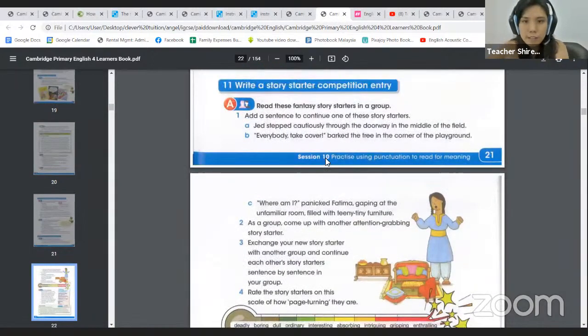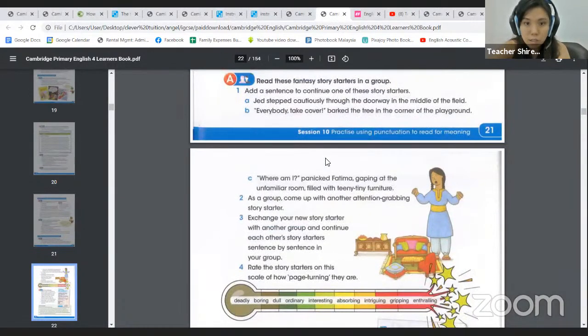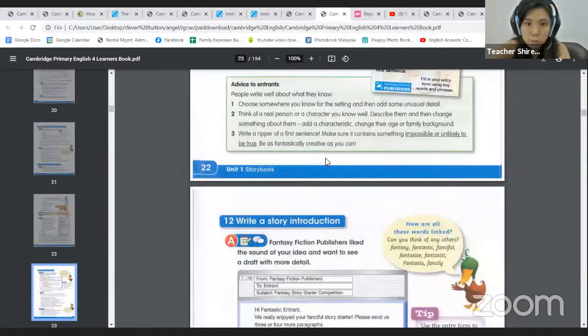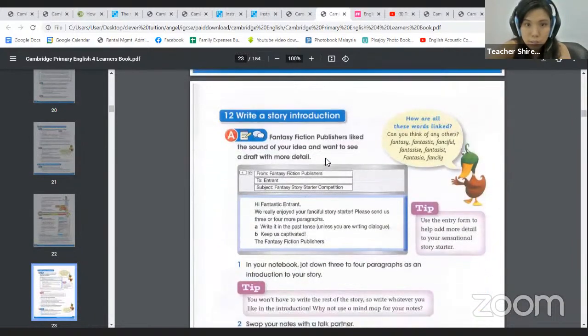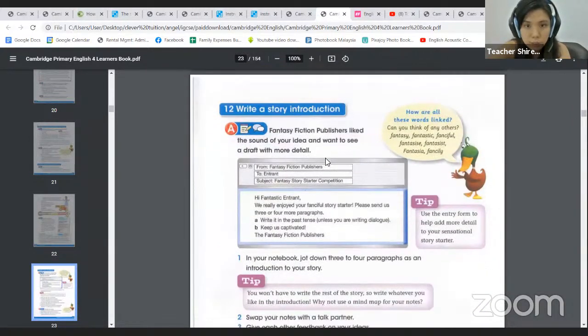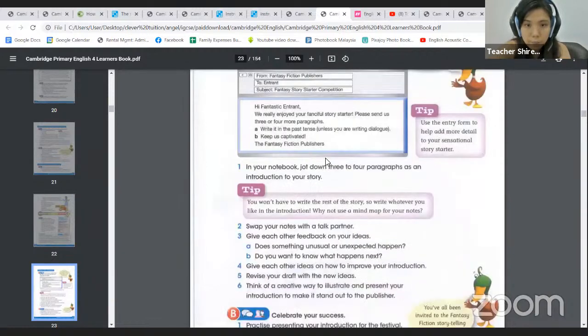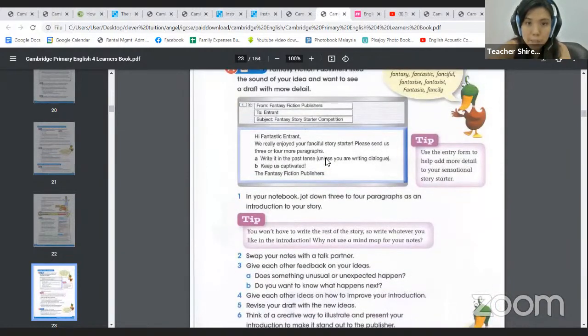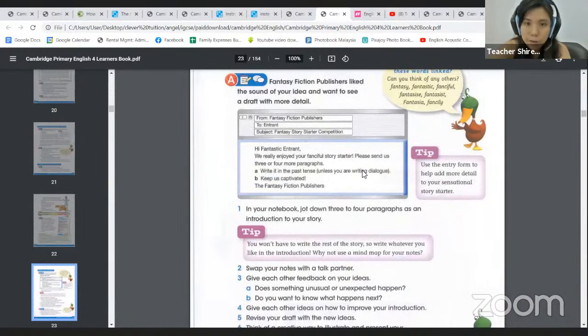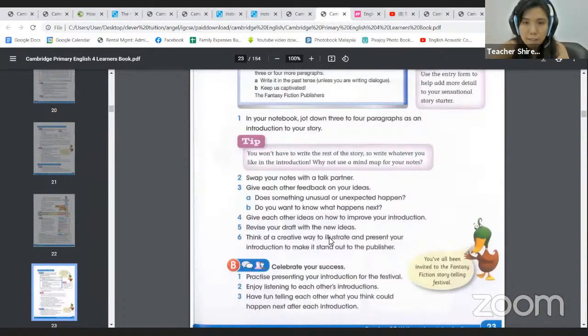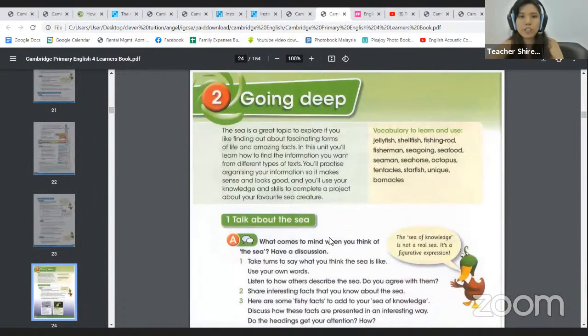Okay, then after that, we also did a simple comprehension. Every Friday would be a comprehension or writing day. So this part I'll skip first because we'll do it on Friday, which is a comprehension day.